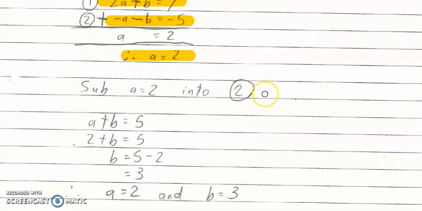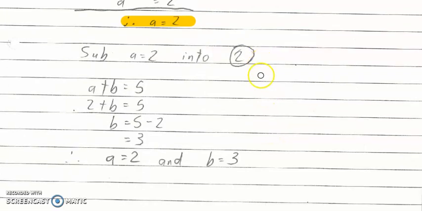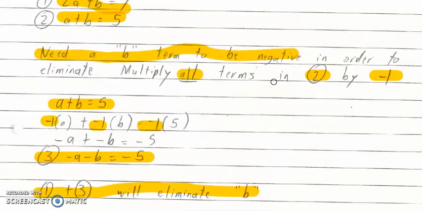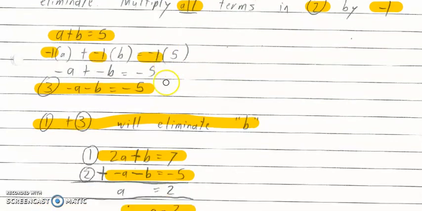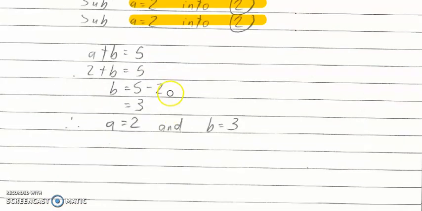But of course I don't just want a, I also need to figure out b. So I'm going to substitute a equals 2 into equation 2. Why did I choose equation 2? Well, of the two of them, equation 2 looks a little bit easier to work with, don't you think? Yeah, that's why I went equation 2. You could certainly substitute a into equation 1 up here. Anyway, so I'm going to sub a equals 2 into equation 2.